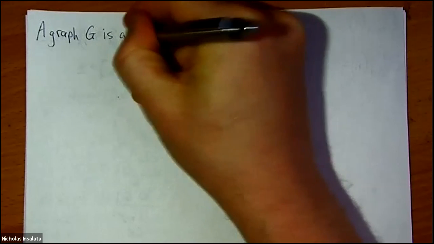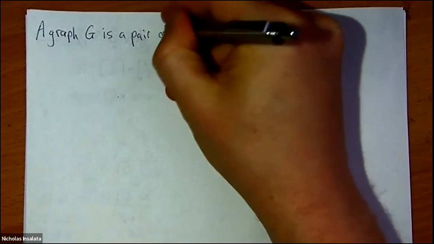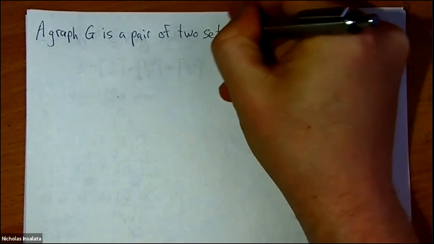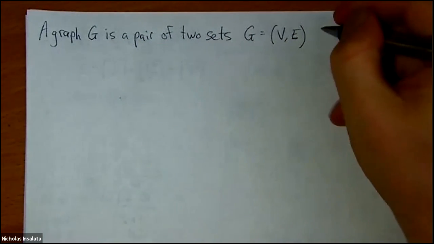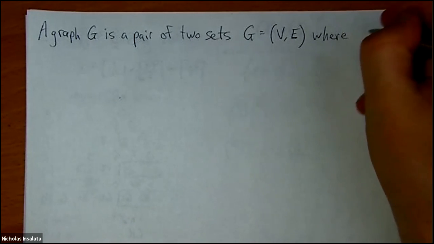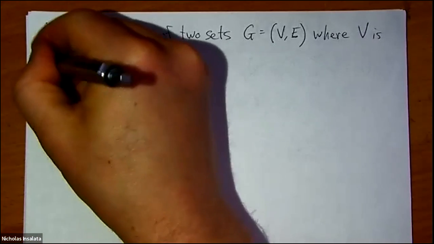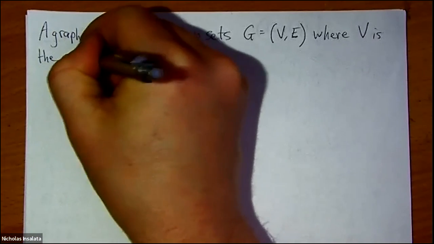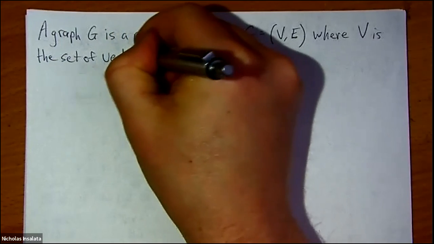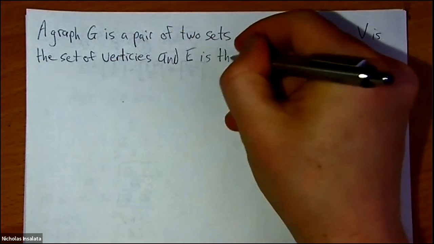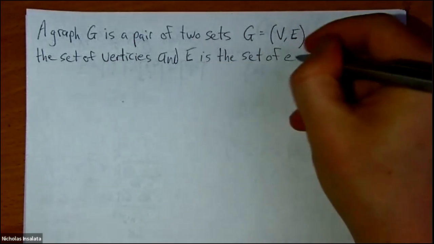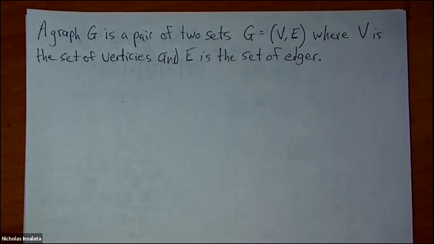So a graph, G, is a pair of two sets where V is the set of vertices and E is the set of edges. Okay, cool.